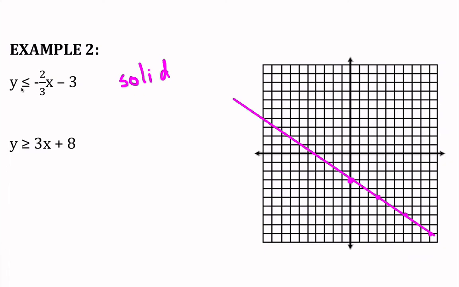Now we need to talk about shading. This is a less than symbol. Less than means to shade below. So lightly I'm going to shade the area underneath the line, below the line.